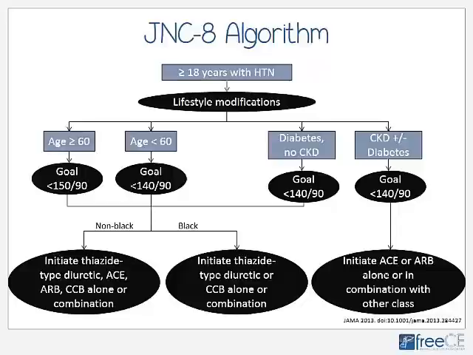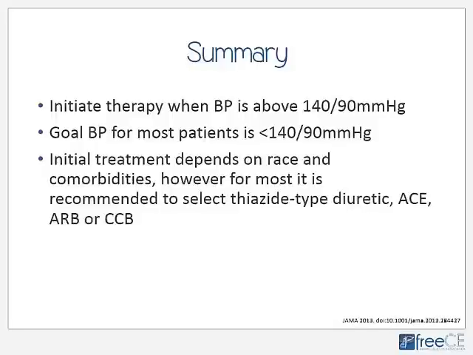These guidelines do not specifically address when to start combination therapy as initial therapy. If the patient's blood pressure is significantly elevated, 2 drugs might be necessary. So in summary, we want to initiate therapy when the blood pressure is above 140 over 90 for the majority of patients. That goal blood pressure for the majority of patients is going to be less than 140 over 90 now. And our initial treatment depends on race and comorbidities. But for most, we've got 4 drugs to choose from: thiazide diuretic, an ACE inhibitor, an ARB, or a calcium channel blocker. So that concludes our webinar today.